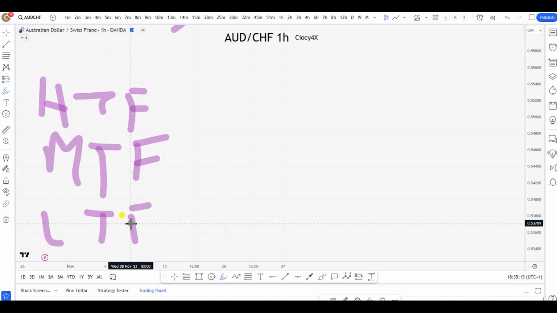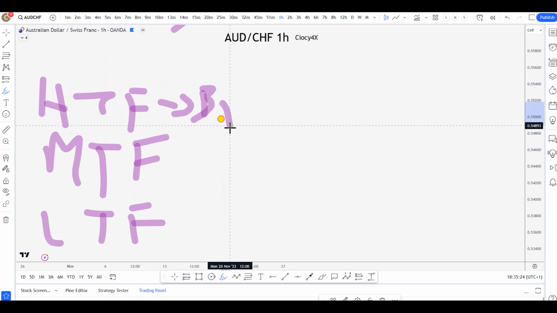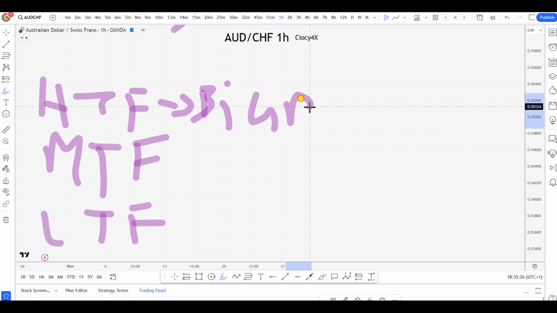Now, why this is important is because the higher time frame tells you the narrative, right? What is actually going on and what the intentions of the big boys are. I'm sorry, my handwriting is not the best, but you guys are listening, so that's the most important thing.